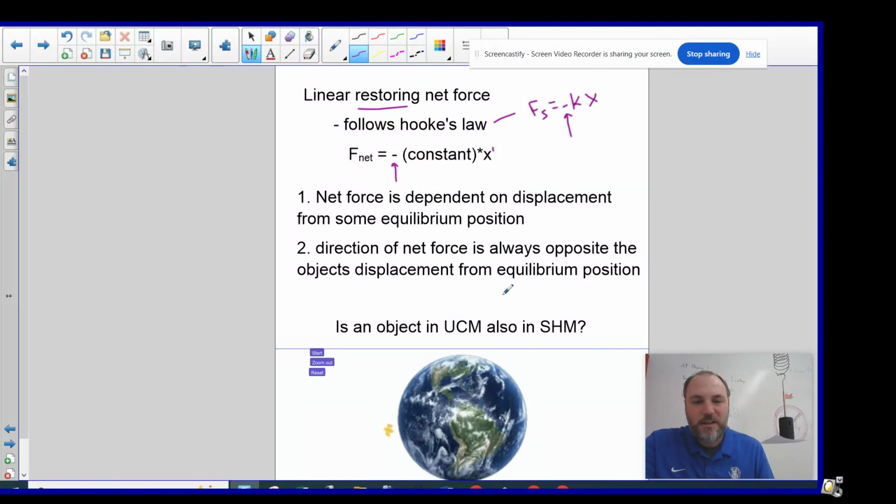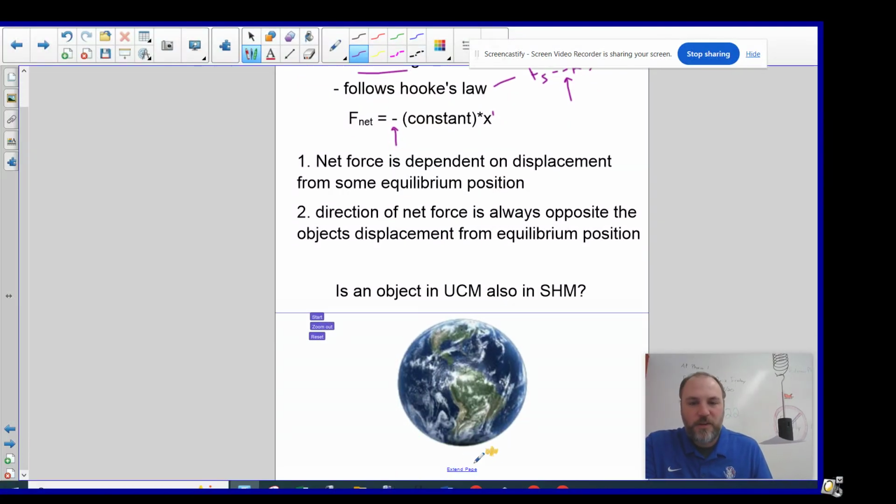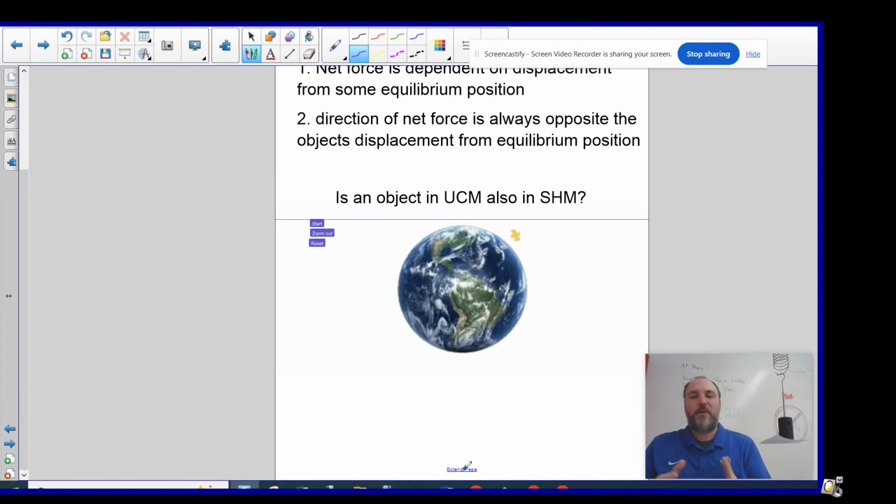Okay, so I'm looking at this little GIF at the bottom of a satellite going around the Earth. So this is a periodic motion, right? It's very predictable. It's going to repeat that motion over equal time intervals. So we would call that uniform circular motion. But is that also simple harmonic?